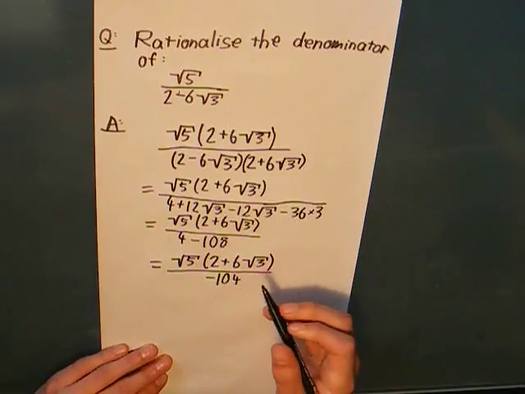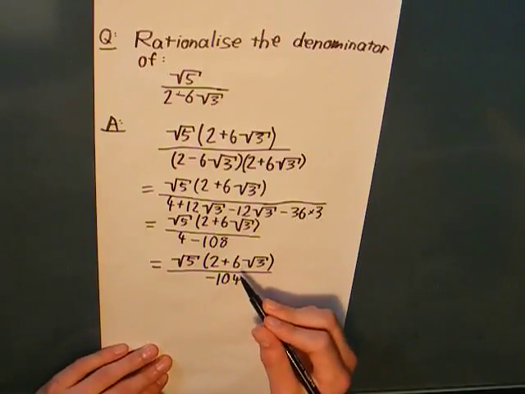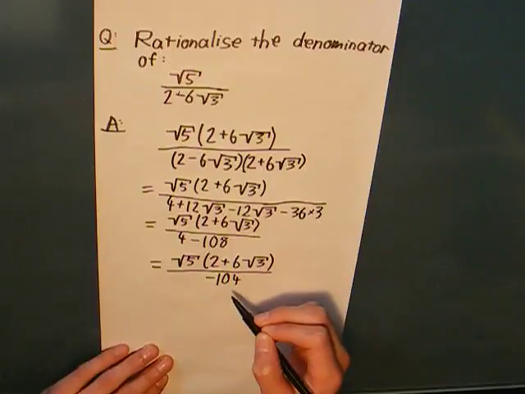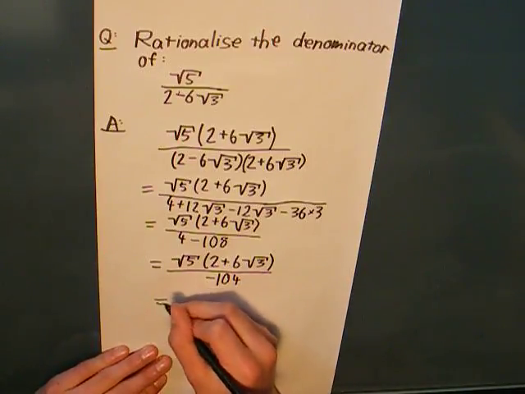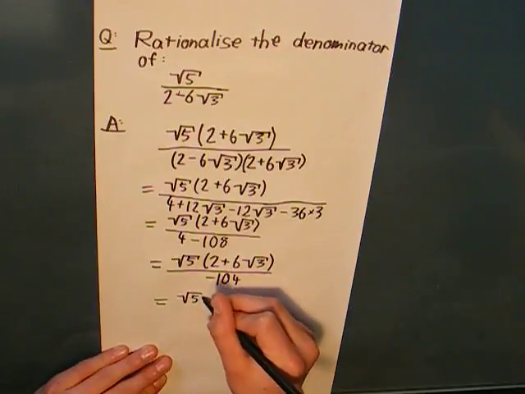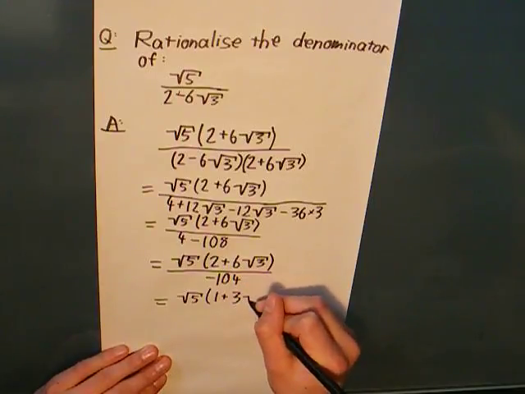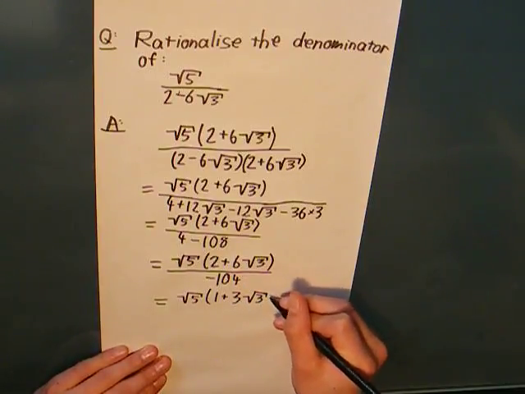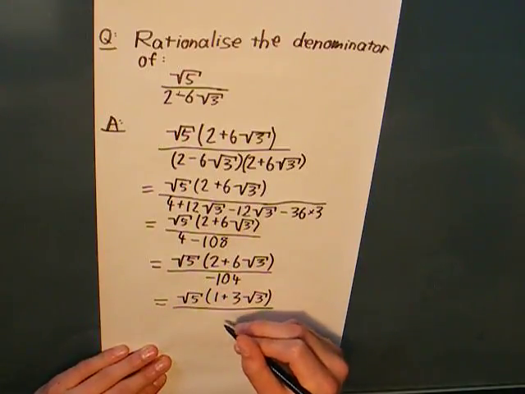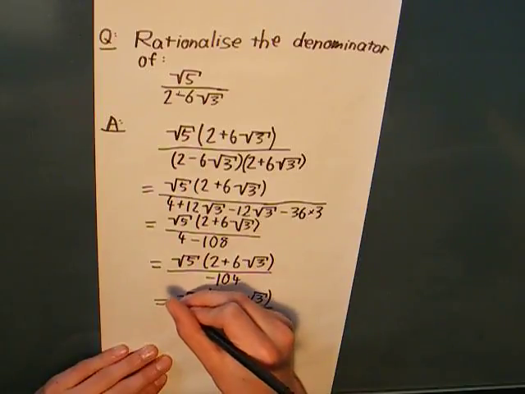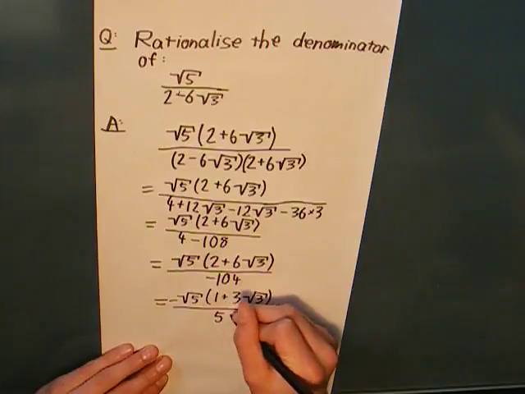And now, some of you watching this may have spotted there's a factor of 2 in the numerator from this 2 and this 6, a factor of 2 in the denominator, because 104 is even. So, quickly divide the numerator and denominator by 2, gives you just root 5, open bracket, 1 plus 3 root 3, all over minus 52. Or, as I would write it, I put the minus sign out front like this, or in the numerator, doesn't really matter. Have this just over 52.